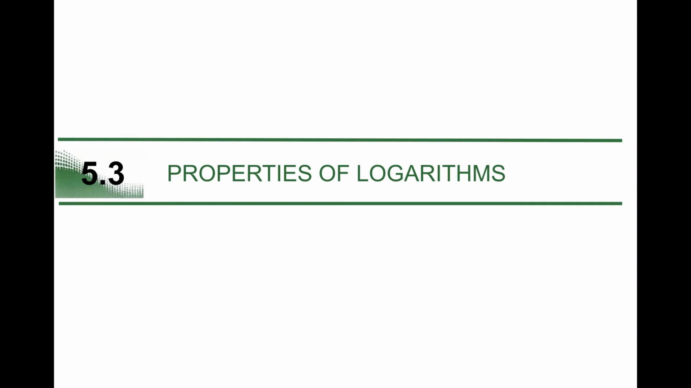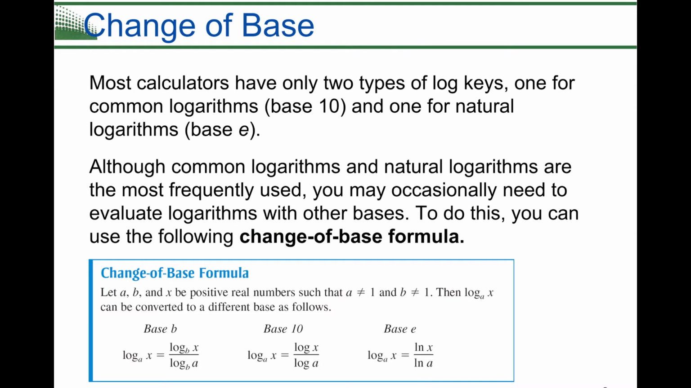5.3 Properties of Logarithms. We're first going to look at doing a change of base. Most calculators have only two types of log keys, one for the common logarithms, base 10, and one for natural logarithms, base e. Although common logarithms and natural logs are the most frequently used, we occasionally need to evaluate logs with other bases. So to do this, we need the change of base formula.